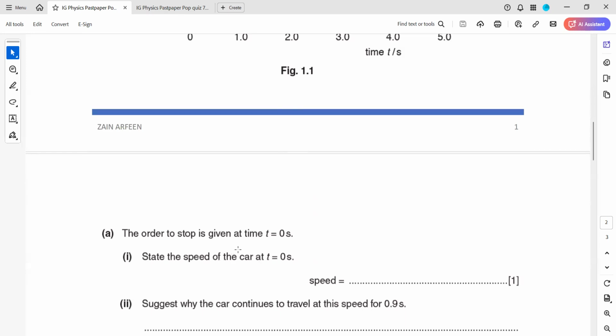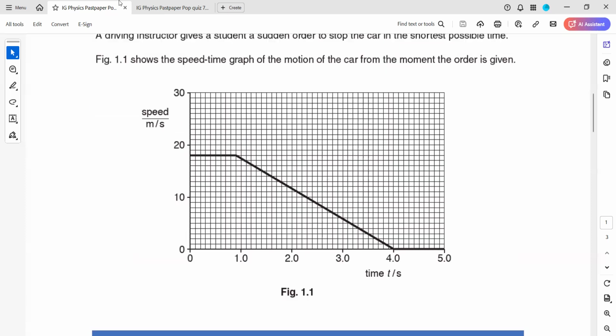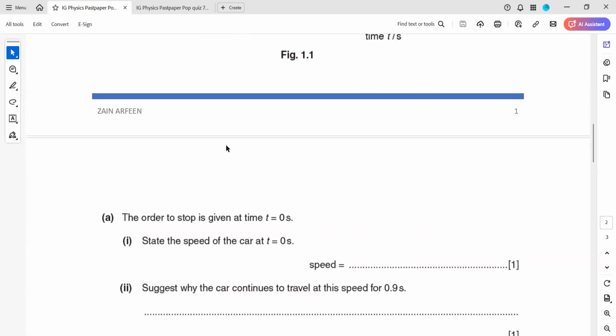The order to stop the car is given at time t equals 0. State the speed of the car when t equals 0. So what is the speed when t equals 0? 10 boxes equals 10, so each is representing 1. So this is 11, 12, 13, 14, 15, 16, 17, and 18. So 18 meters per second is the speed at which the student was instructed to stop the car.